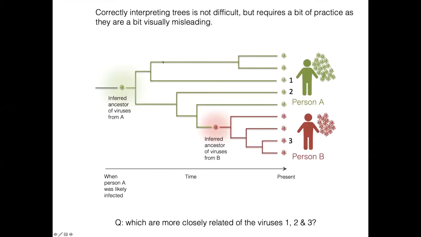Now, this is simple enough, but as trees get more complicated, correctly interpreting trees is not something which is difficult, but it is something which, if you're not familiar with it, requires a bit of practice. And the reason it requires practice is not because it's difficult, it's because they're visually misleading. So if we look at these viruses, and I've highlighted 3 of the 9 viruses in this sample, and I've labeled them virus 1, virus 2, virus 3, and you can ask yourself which are the most closely related of these viruses. I'll just pause for a moment.